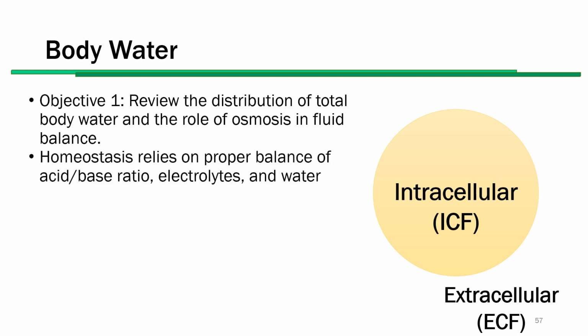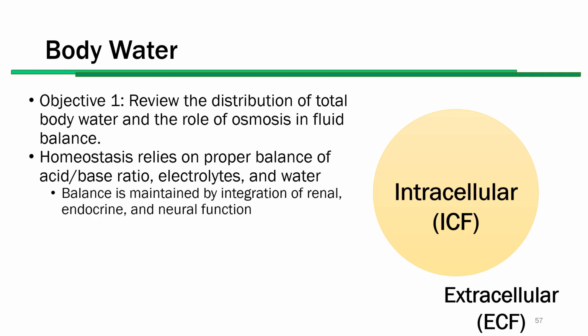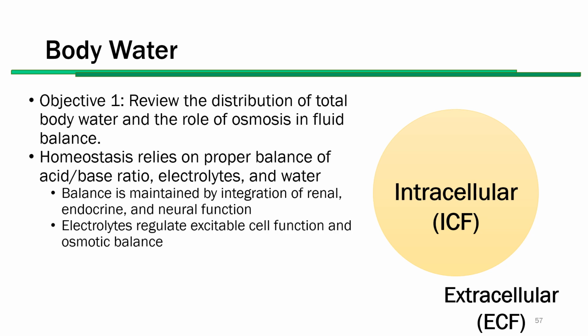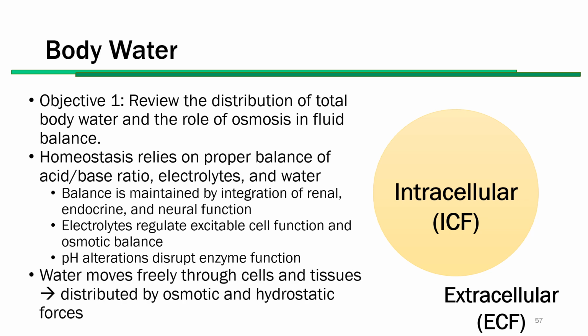Homeostasis relies on proper balance of acid-base ratio, electrolytes, and water. Balance is maintained by integration of renal, endocrine, and neural function. Electrolytes regulate excitable cell function and osmotic balance. And pH alterations disrupt enzyme function. And we're going to look at each of these statements, and we're going to see what happens with these. Water moves freely through cells and tissues. It's distributed by osmotic and hydrostatic forces, and we'll look at those in detail.